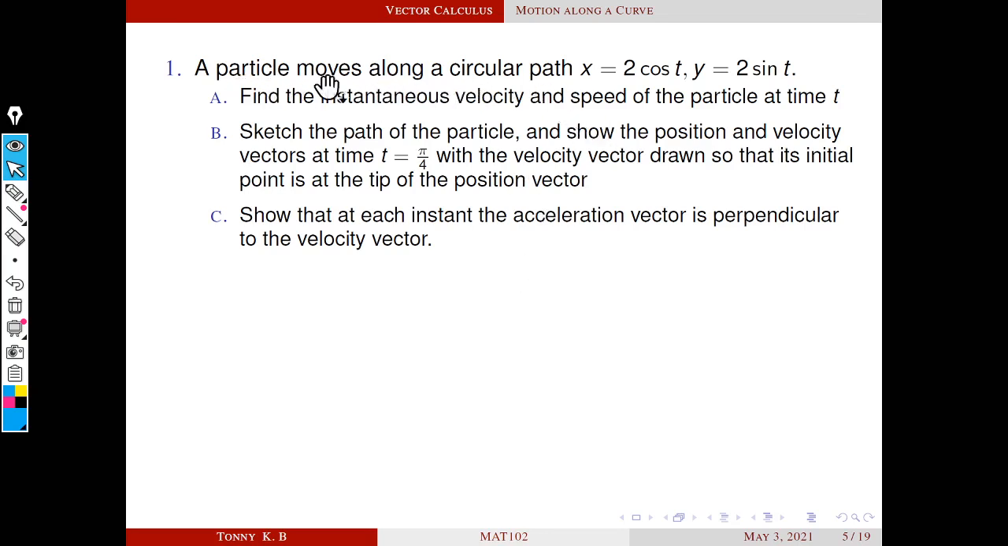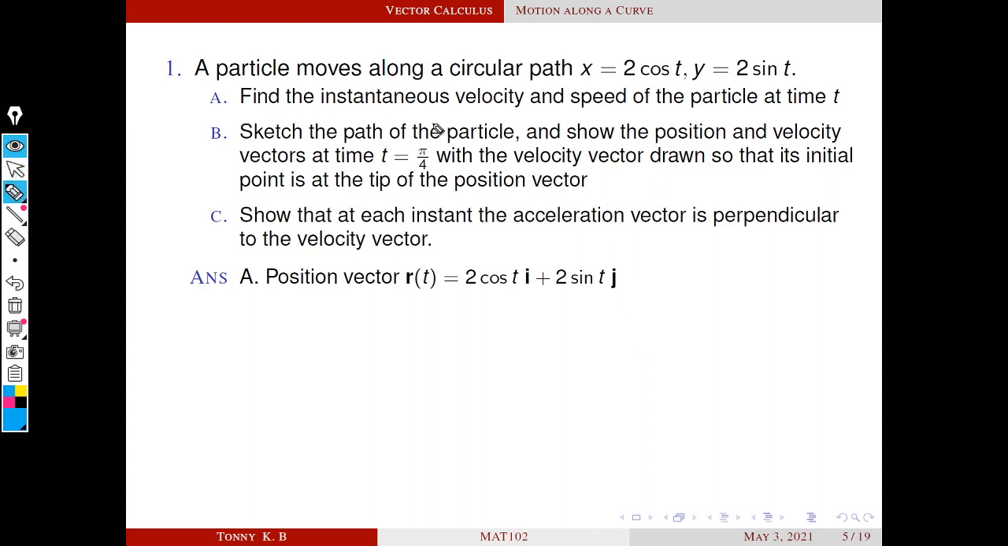Okay, it is given that this is the path of the particle trajectory. So how to write the trajectory in terms of vector valued functions? Here x of t is 2 cos t and y of t equal to 2 sin t. So the vector form of the path is r of t equal to 2 cos t i plus 2 sin t j.